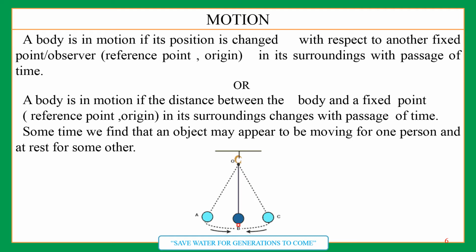So when do we say that an object is in motion? The body is in motion if its position is changed from a reference point or origin in its surrounding with the passage of time. Or we can say that a body is in motion if the distance between the body and a fixed point is changed with the passage of time.